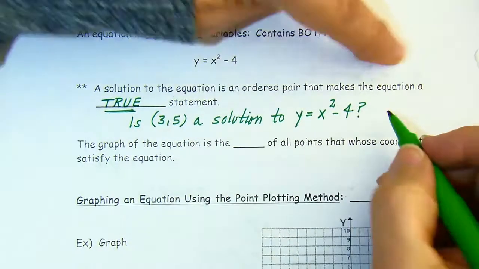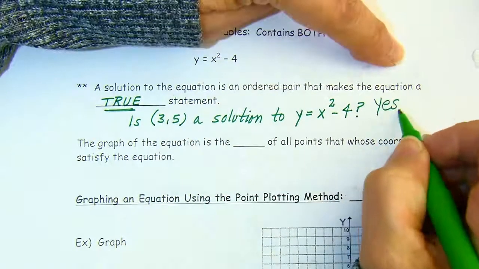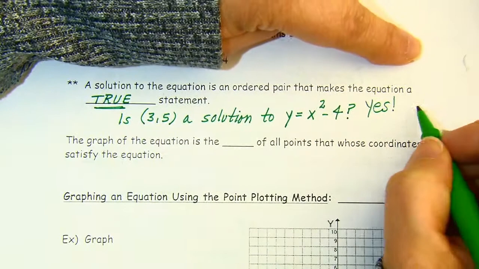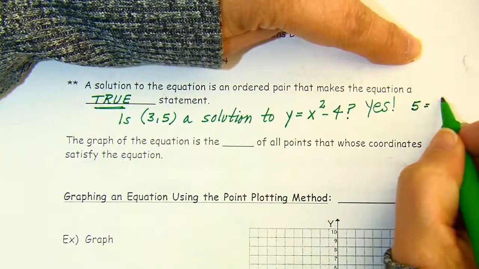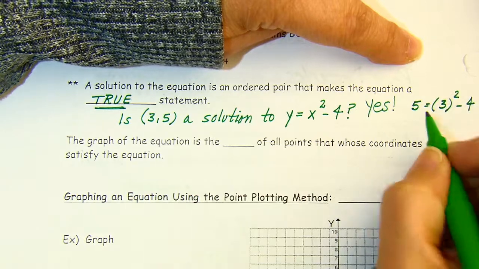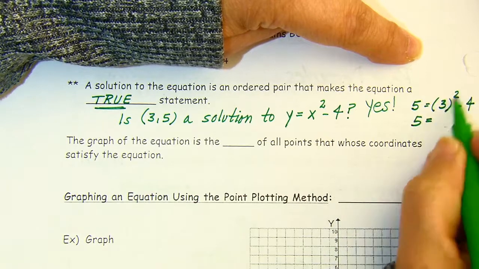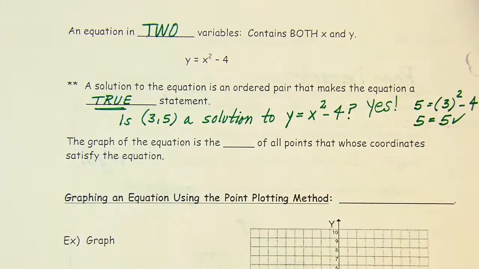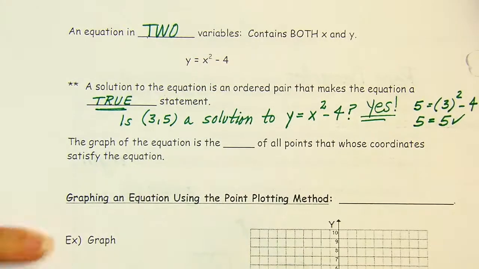We say, yes, it is a solution. We'll write it out. 5 equals 3 squared subtract 4. 5 equals 9 minus 4 is 5. It works. So yes, it's a solution.